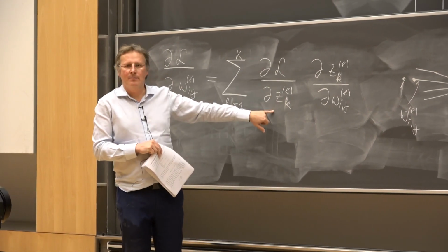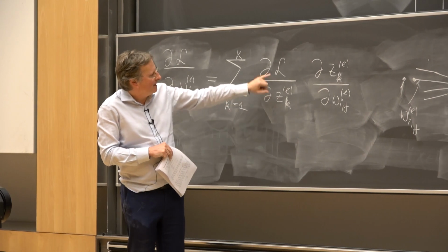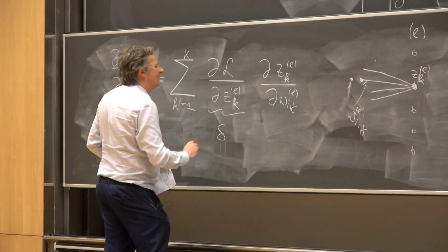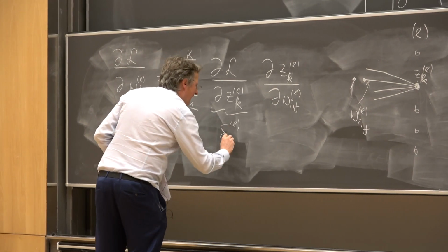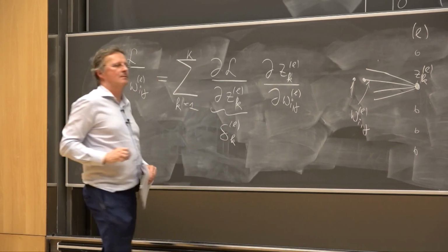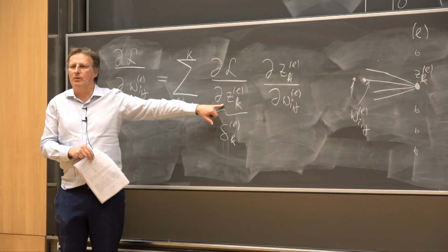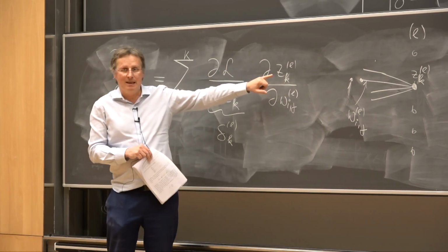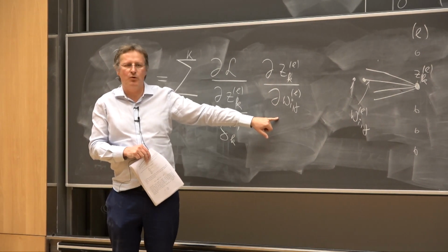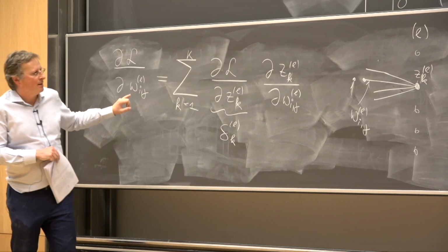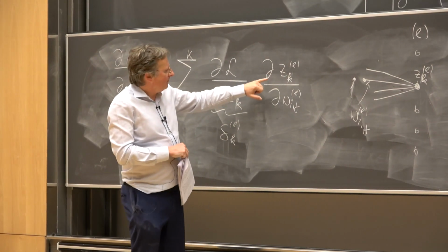Good, so let's see. This thing here, we already know what it is, right? This is just by our definition the delta of level L, and we're having here the k, right? So this is the definition, the derivative of the cost function with respect to the input here. So if we can figure out what this thing here is, then we can compute the actual derivative that we're interested in, right?